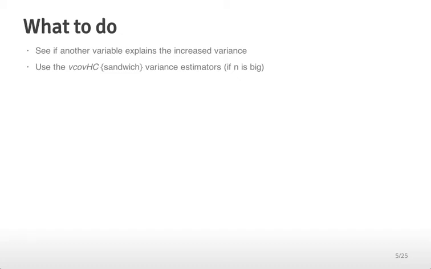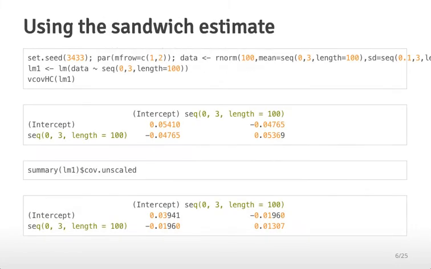You can also use something called the vcovHC function to get the variance estimators in the sandwich package. So we looked at that a little bit for Poisson regression. They can also be used for what's called heteroscedastic, which is a really long word for changing variance situations. So here's an example of how you can do that.